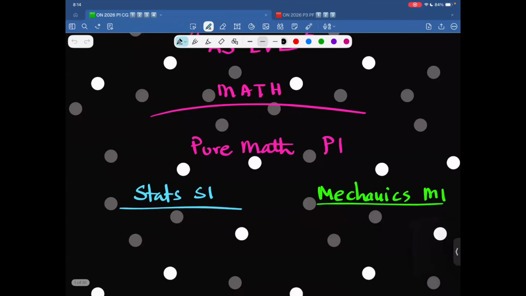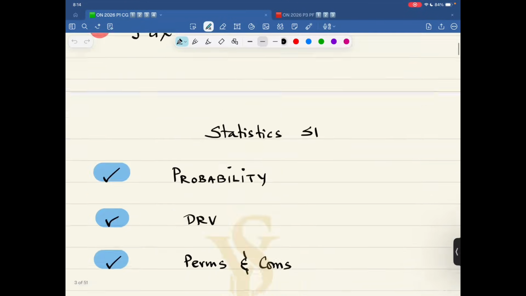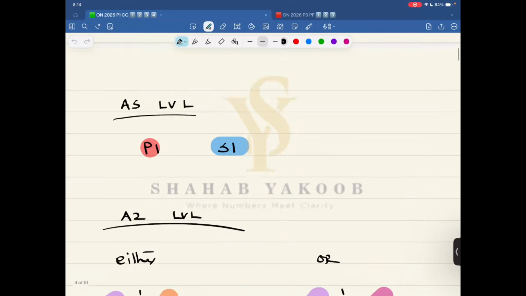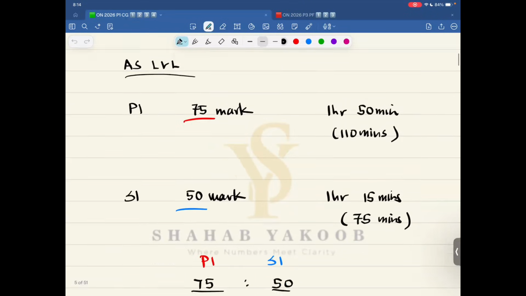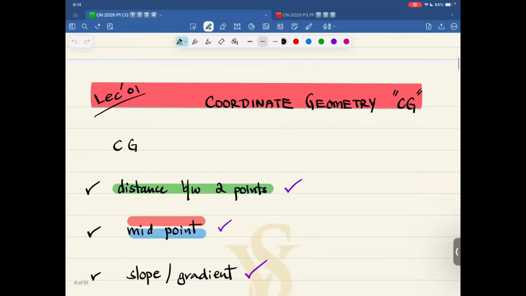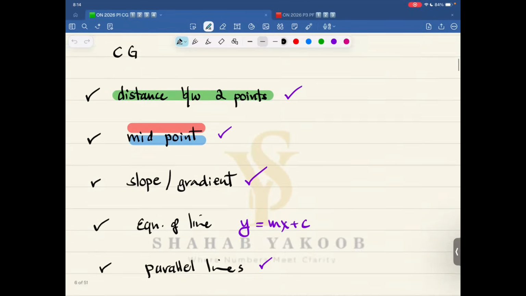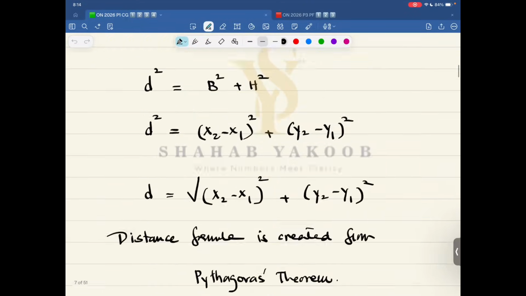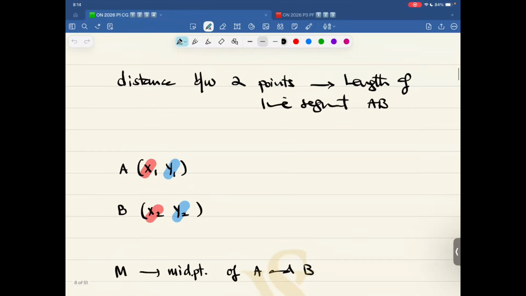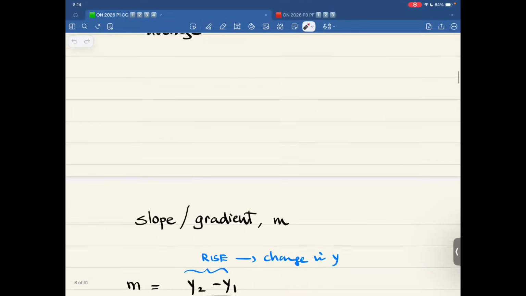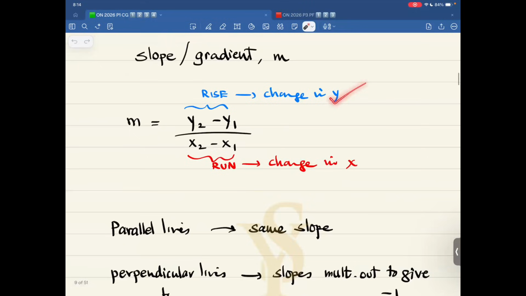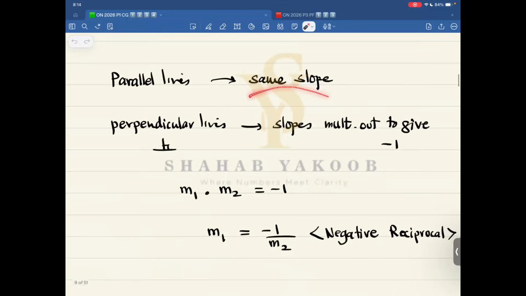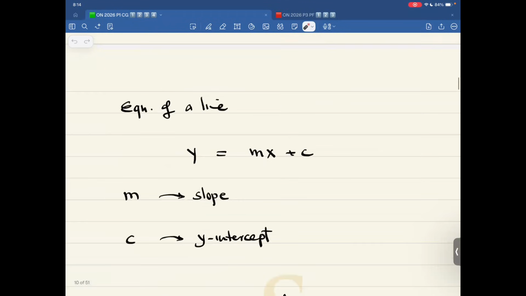So we are studying coordinate geometry, and in coordinate geometry, this will be the fourth class. In the first class, we got started with the idea of the syllabus, something about coordinate geometry. We talked about the distance formula, distance between 2 points. That is the same thing as the length of the line segment. We talked about midpoint, gradient, rise over run, parallel lines, same slope, perpendicular lines, slope multiplied to give you -1.